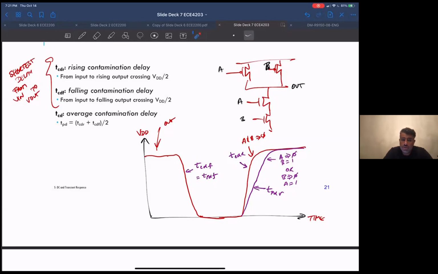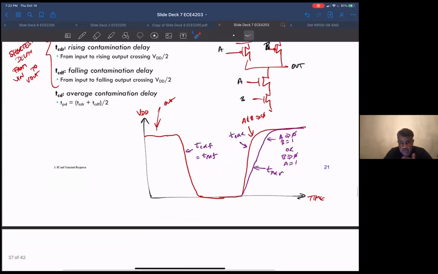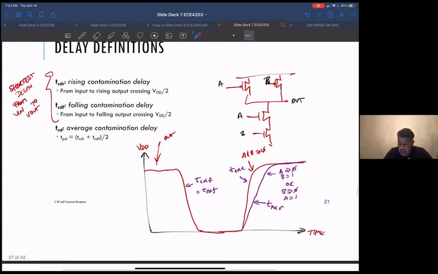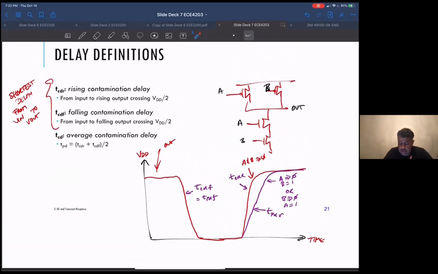You also have to consider the fastest transition through this small number of combinational circuits. And so this contamination delay will come up again later, in the sequential circuit part, where we'll see how it's kind of a scary thing.